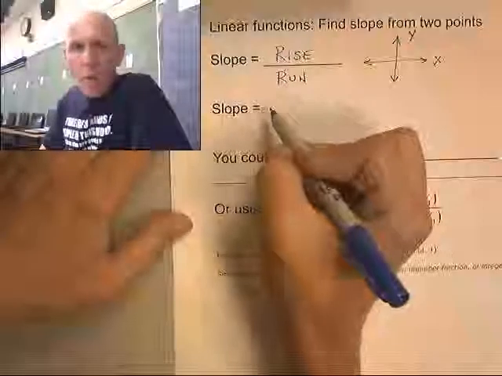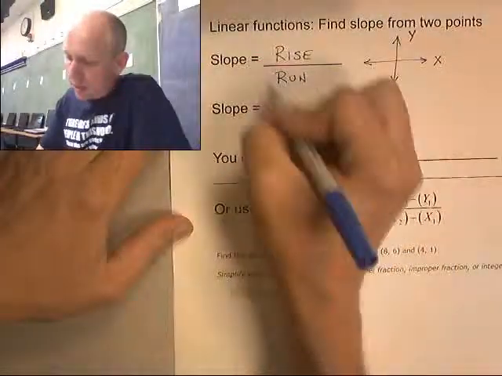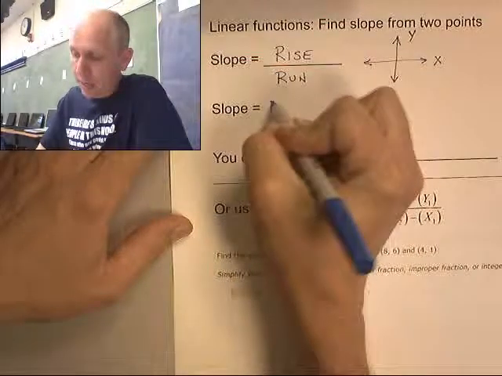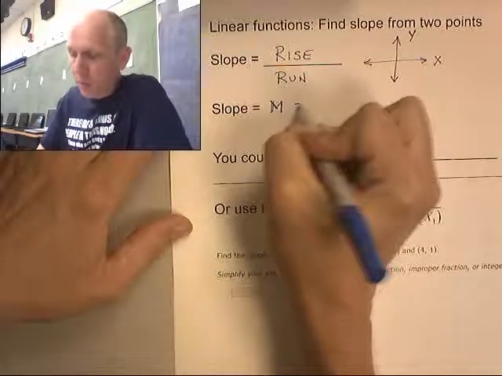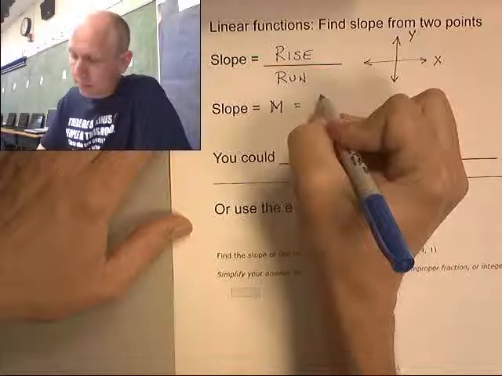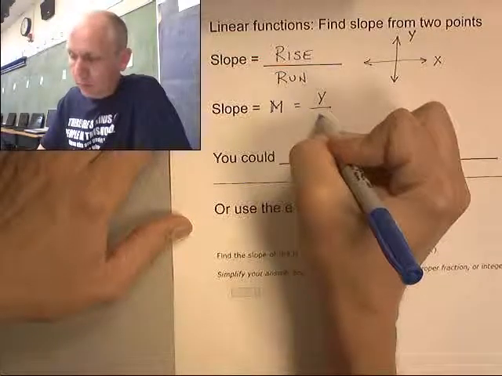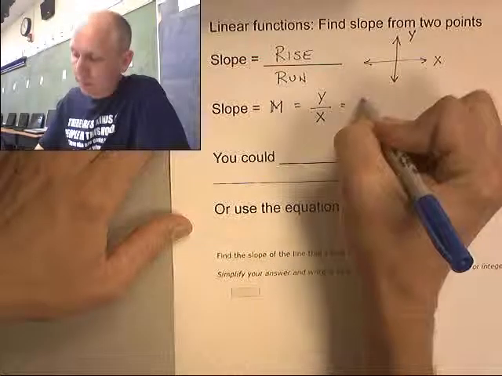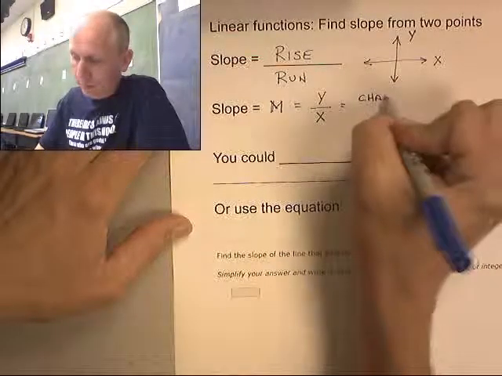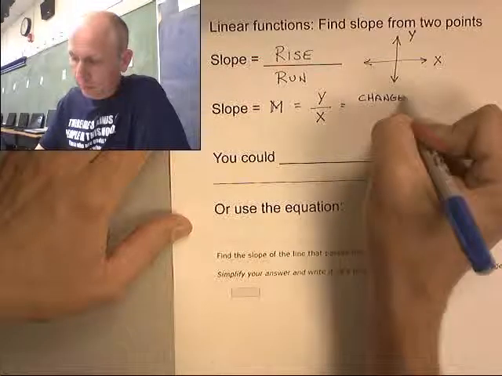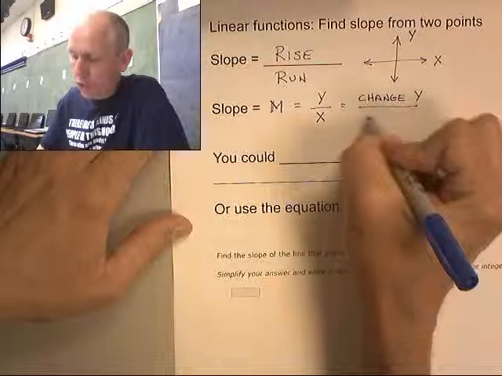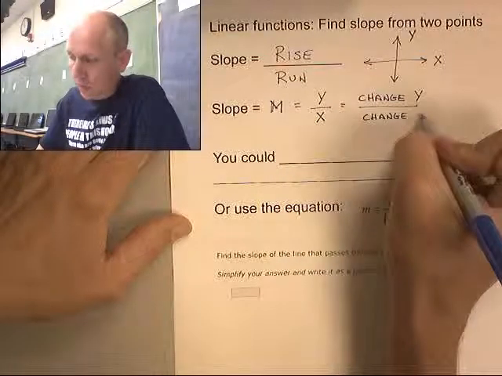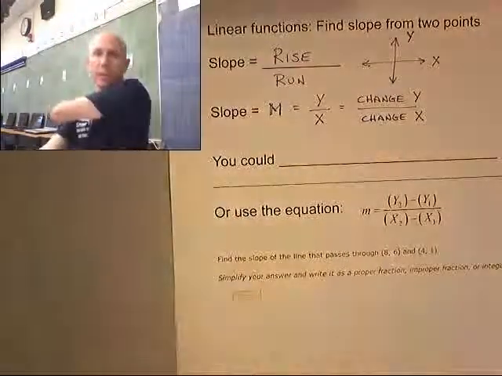So, slope, we remember the variable that we use for slope, this m. Let's keep that in there. But slope can be thought of as y over x, or the change in y over the change in x. So keep that in your head.